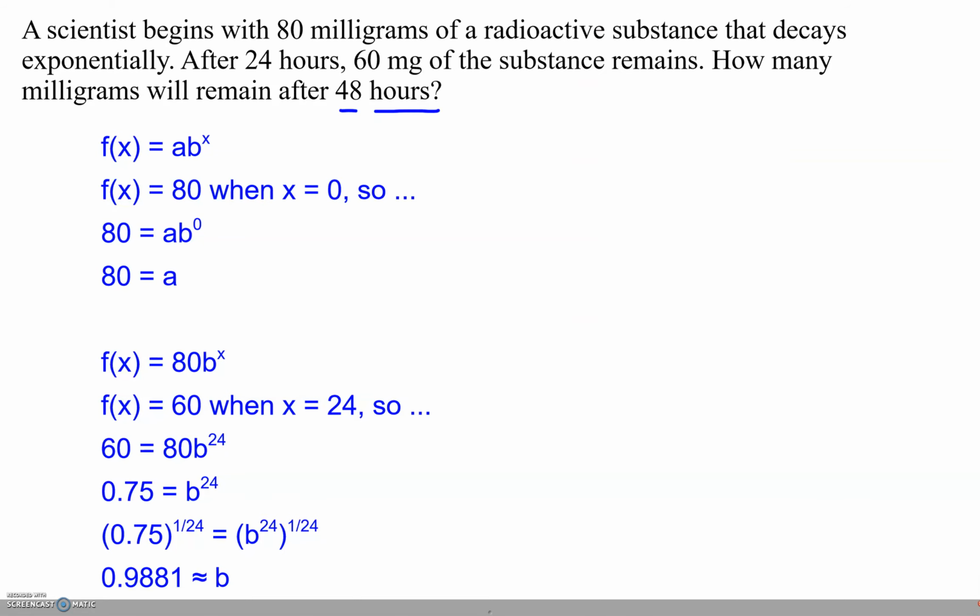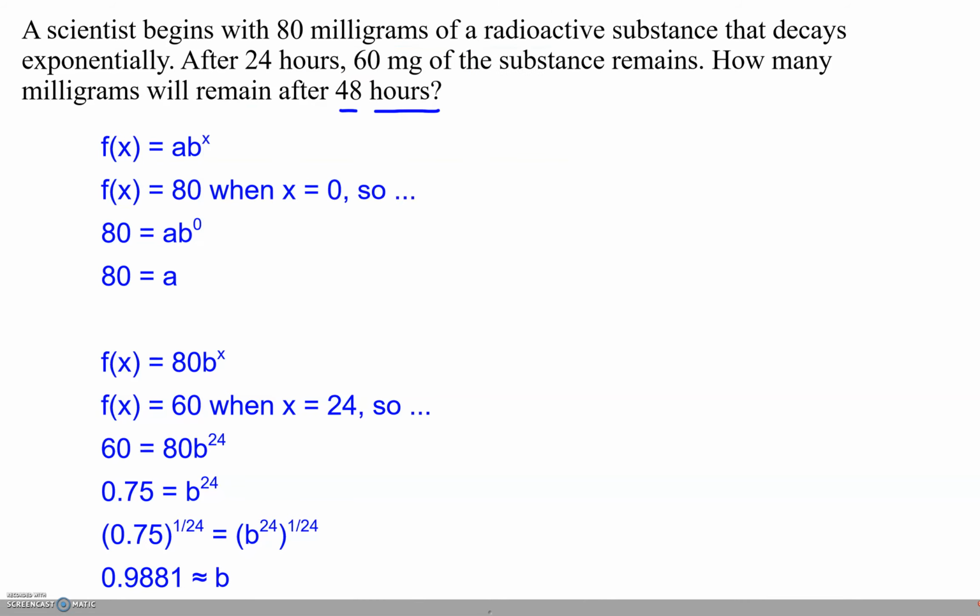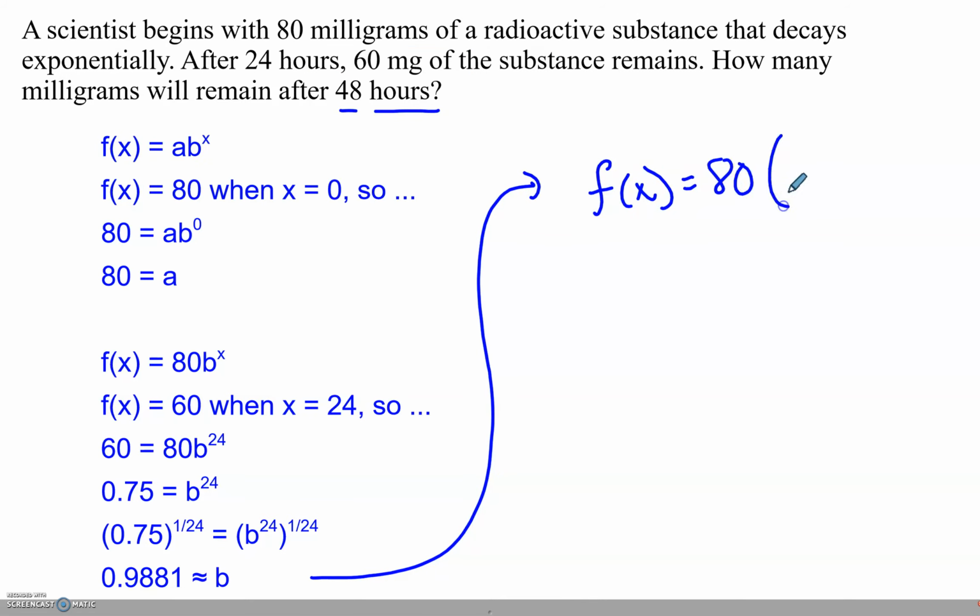So let's finish this. Let me grab my pen here and go from there. All right, so this means we have f of x is equal to our 80 times the b, which is 0.9881 raised to the x power. So the next part here says 48 hours, so I want f of 48.